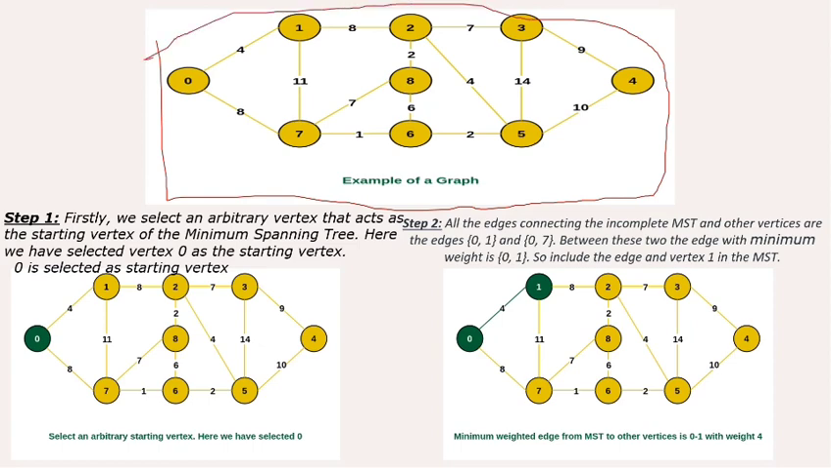The first step is, we'll be starting with 0. That acts as the starting vertex of the minimum spanning tree. Next, step 2: 0 can go to 1 and 7. It has a possibility of going to 1 and 7, but their weights are 4 and 8. So basically we'll go for the minimum weight, here 4. So 0 is traversed to 1 through the weight 4.